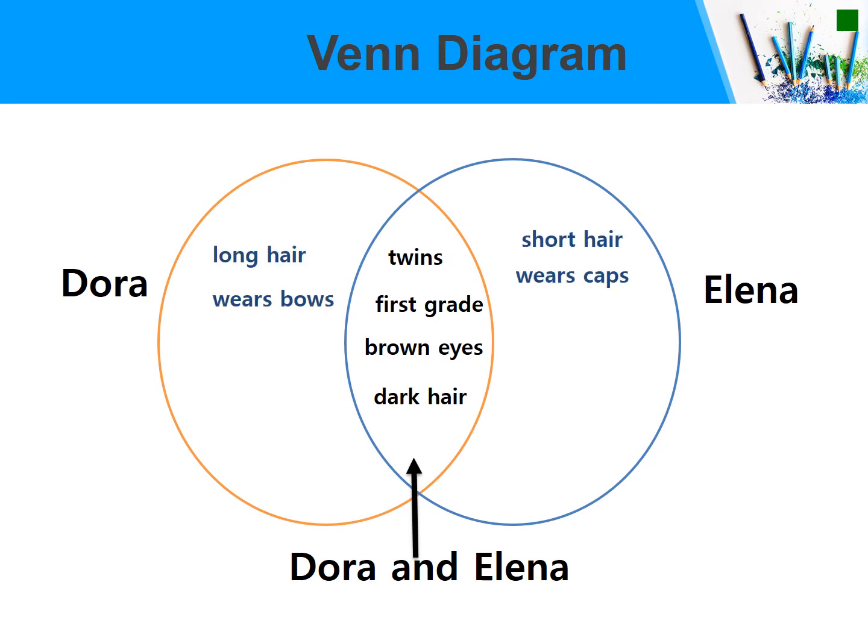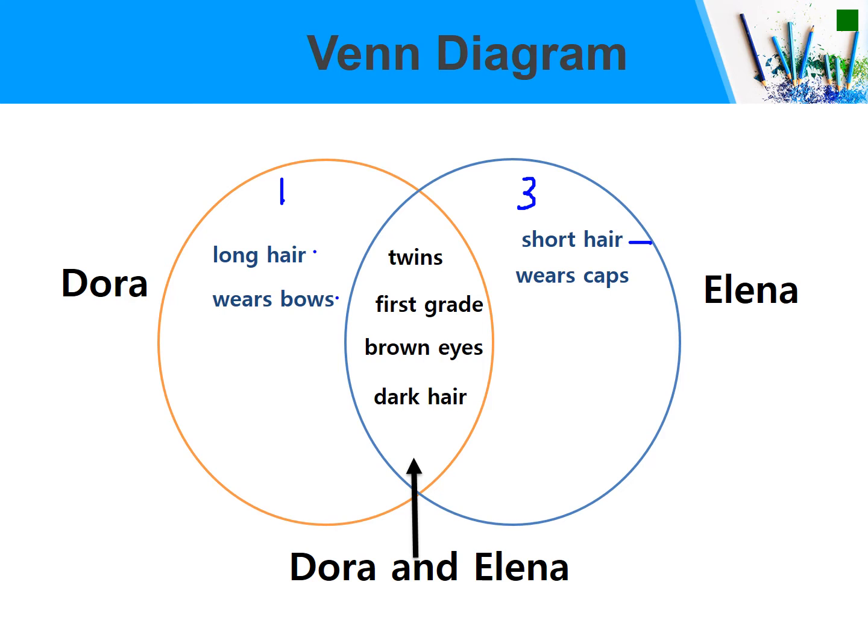So what do we write in the first part and in the third part? In the first part, we are going to write about Dora. Dora has long hair, so I'm going to write it here. Dora wears bows, so I'm going to write it here. In Elena's area, we are going to write about Elena. That is the third part. Elena has short hair.